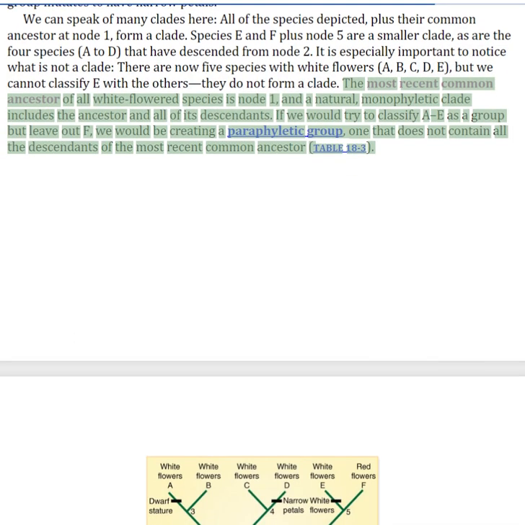The most recent common ancestor of all white-flowered species is Node 1, and a natural, monophyletic clade includes the ancestor and all of its descendants. If we would try to classify A, E as a group but leave out F, we would be creating a paraphyletic group, one that does not contain all the descendants of the most recent common ancestor.